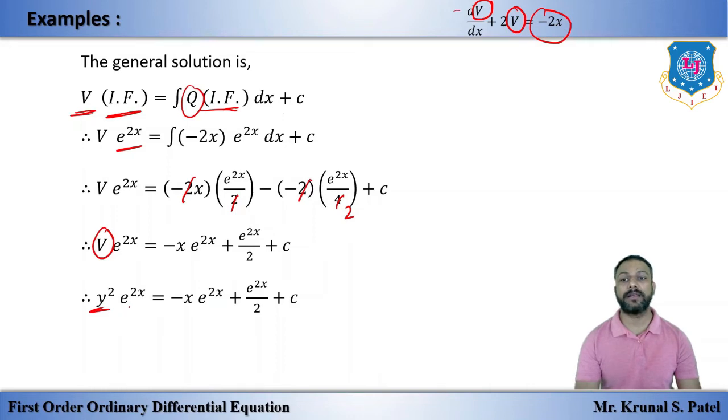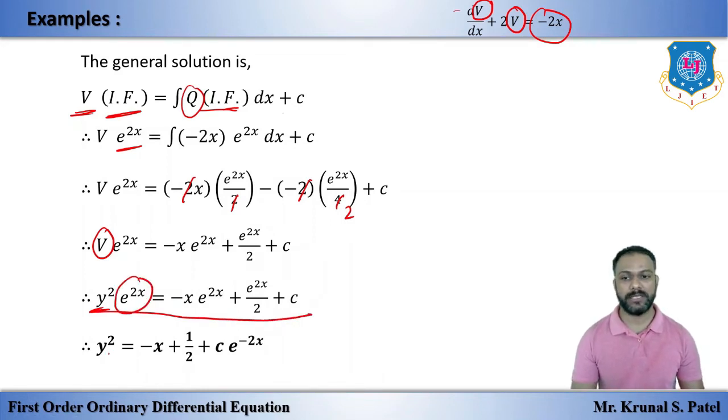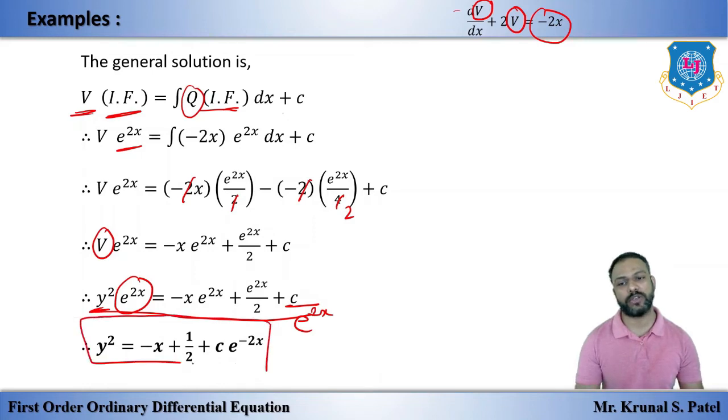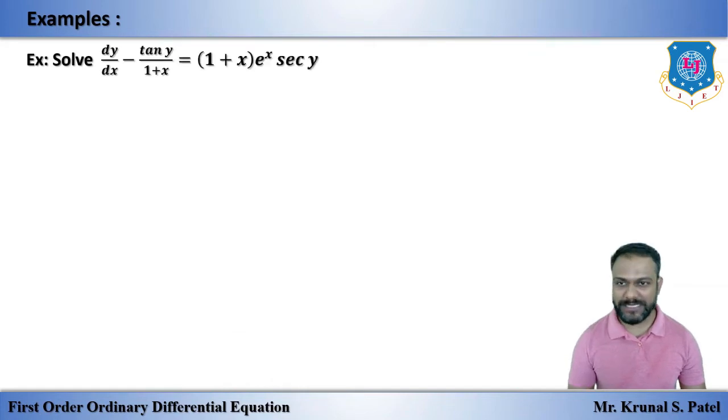And now we can leave this answer as it is, or we can divide this entire equation by e raised to 2x. So removing e raised to 2x from both sides, here we get c upon e raised to 2x, that means c into e raised to minus 2x. This is our general solution. Simple. Similarly, we have one more example.